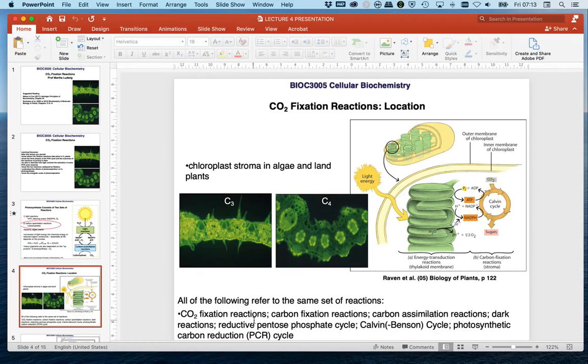The reactions are also known as the reductive pentose phosphate cycle, so you'll see that phrase in some textbooks. Not so much anymore, but that's more of an older phrase. And then the Calvin cycle, which is used in the cartoon on the right-hand side of the slide. That was one of the investigators who worked out the pathway. And sometimes it's called the Calvin-Benson cycle for the other person who was involved in those early experiments working out the cycle.